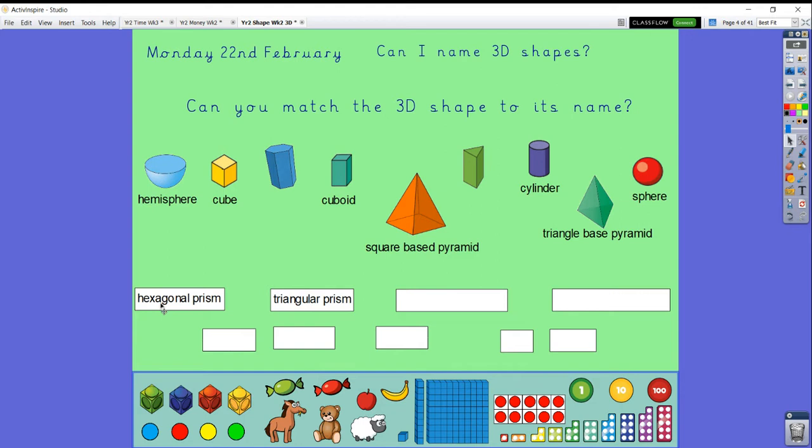Okay, so we've got a hexagonal prism and a triangular prism. Now, prisms are special. So a prism means the same face shape on the top as on the bottom. So if it's a triangular prism, there's a triangle at the top and a triangle at the bottom. So that will go with this one here, because we can see the triangle at the top, and hiding down here we know there's a triangle. So the hexagonal prism is this one, because there's a hexagon at the top and a hexagon at the bottom. Brilliant. So now we've matched all our 3D shapes to their names.